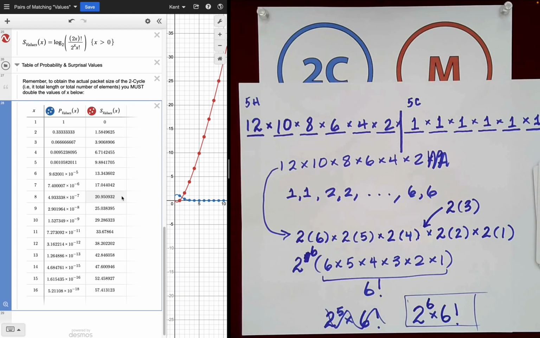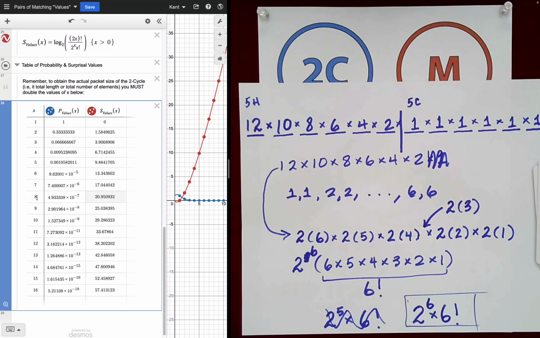Okay, and we've worked with 16 card packets before. And in fact, we've even worked with 32 card packets as far as matching things up, which would be down here, actually. 57 bits. Okay, and you may recall also another interpretation that we give to these surprisals.